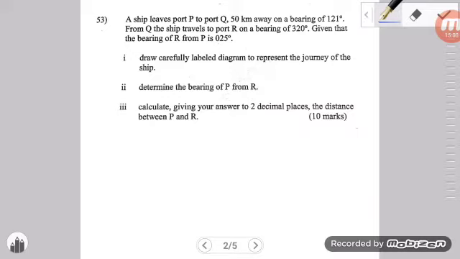The question asks us to draw a carefully labeled diagram representing the journey of the ship, determine the bearing of P from R, and calculate, giving your answer to 2 decimal places, the distance between P and R. Tough question, guys, but it is very, very doable. So let's get right into it here and start by constructing our diagram. So the ship is leaving port P and it's heading in the direction of port Q.